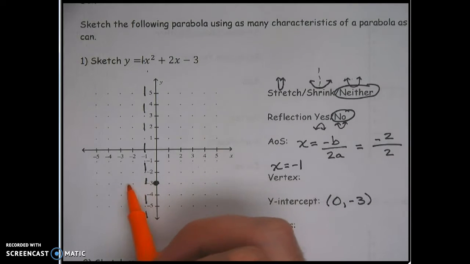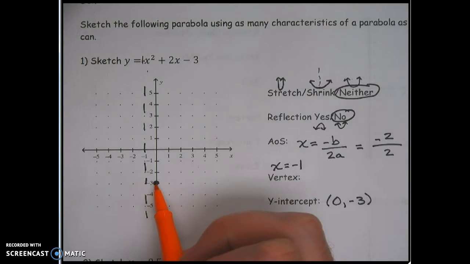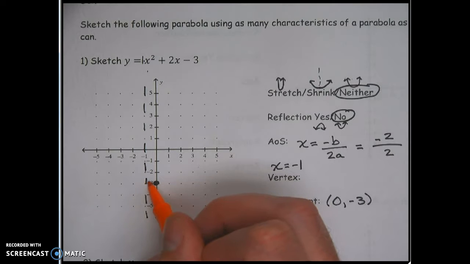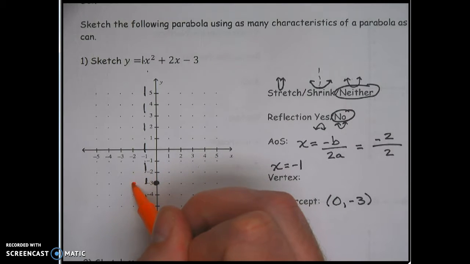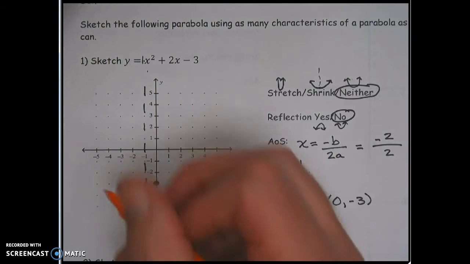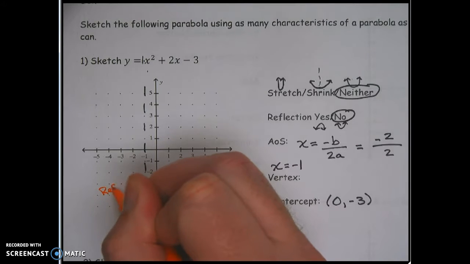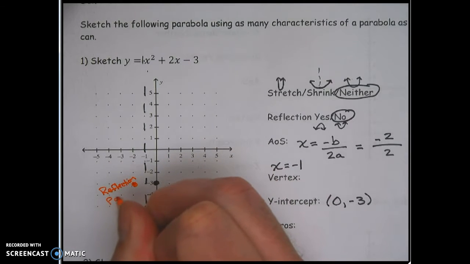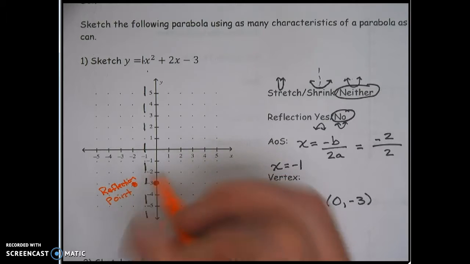Now because I know this is a line of symmetry, I can also get another point just off of my y-intercept. If this is my y-intercept and it is 1 away from the line of symmetry, on the other side would be another point, its reflection point on the other side. So that is going to be its reflection point. We can mark it down, you don't have to. But that's where I got that from, is this is the reflection of the y-intercept.